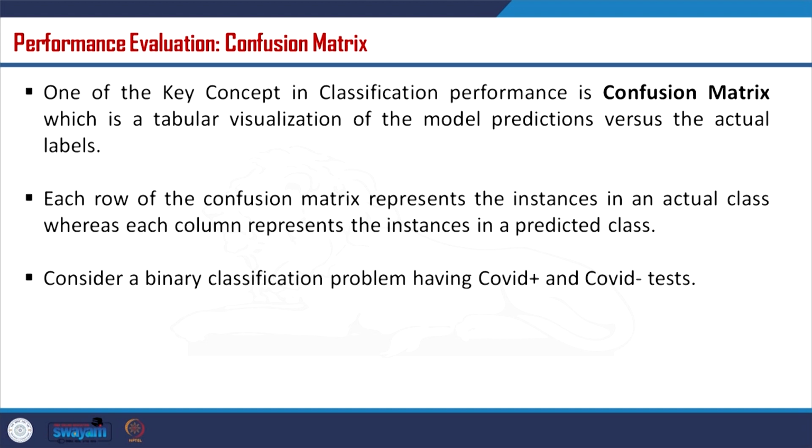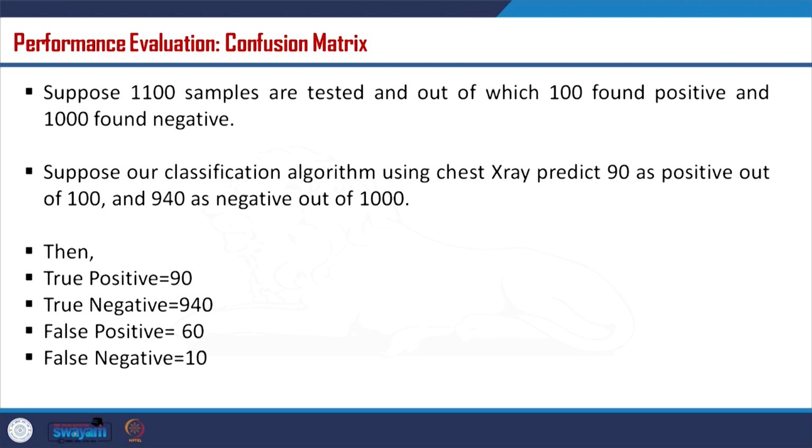To make it clearer, consider a binary classification problem based on a COVID test. Suppose we have 1100 samples tested for COVID positive and negative, out of which 100 were found positive and 1000 were found negative. These are actual class information, obtained using an RT-PCR test or some other test.